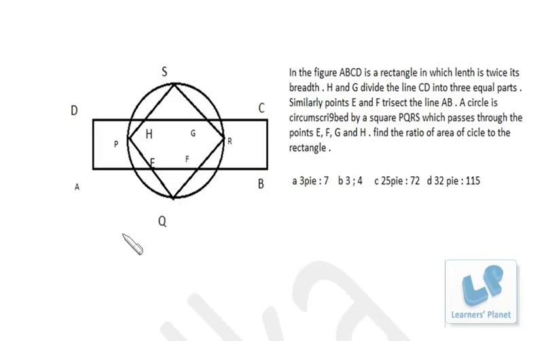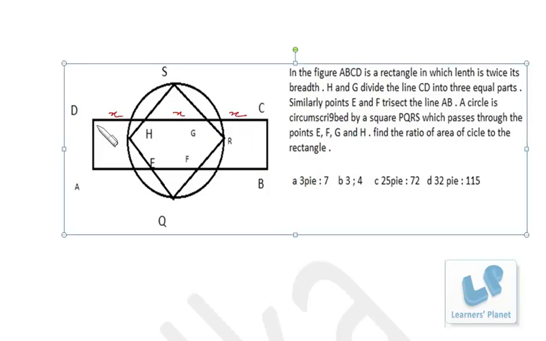Okay, so first of all, what I assume here, it is given that the length is twice its breadth, right? And these are the points of trisection, H and G. So DH is equal to HG is equal to GC. So I assume this to be X, this to be X, and this to be X, right? So DH is X, HG is X, and GC is X. That means the total length is 3X. That means this must be 3X by 2 because length is twice its breadth. Okay. Now what?